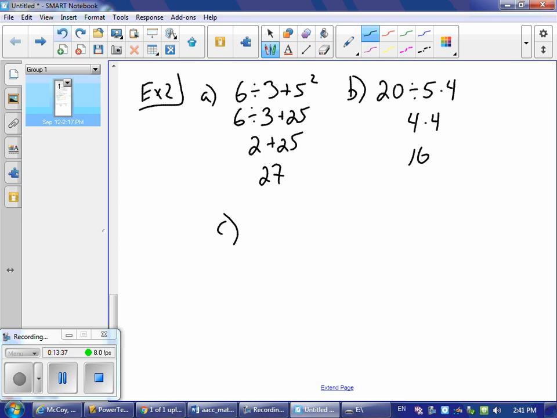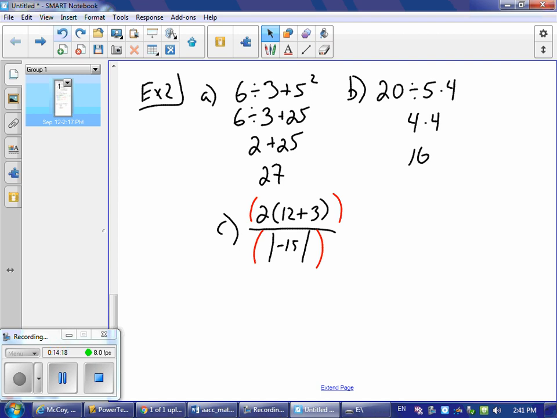Okay, letter C. 2 times quantity 12 plus 3 over absolute value of negative 15. All right, so what we have is a fraction bar. The fraction bar actually separates the entire numerator and the entire denominator, and those two things become grouping symbols. Again, you would never see it written like this, but this is like saying I have a parentheses here and a parentheses there. We don't write it that way, but that's what it's saying.